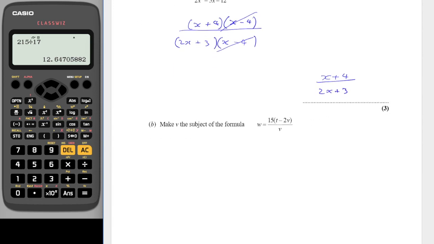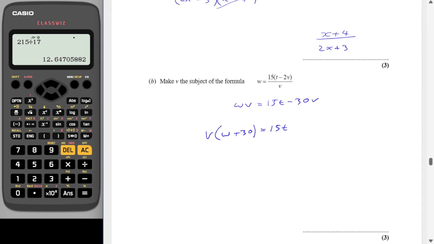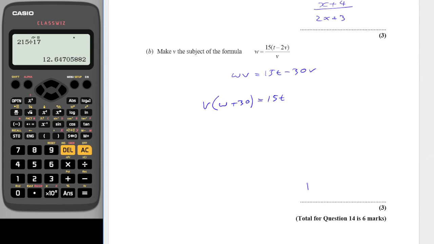Okay, and part B, make V the subject of the formula. So I'm going to get rid of the V as the denominator by multiplying through by V, so WV, and I'm also going to expand this bracket, so 15t minus 30V. I'm then going to take all my V's over to this side and factorise at the same time, so V times W plus 30 is going to be equal to 15t. And then divide by that denominator. So V is going to be equal to 15t divided by W plus 30.